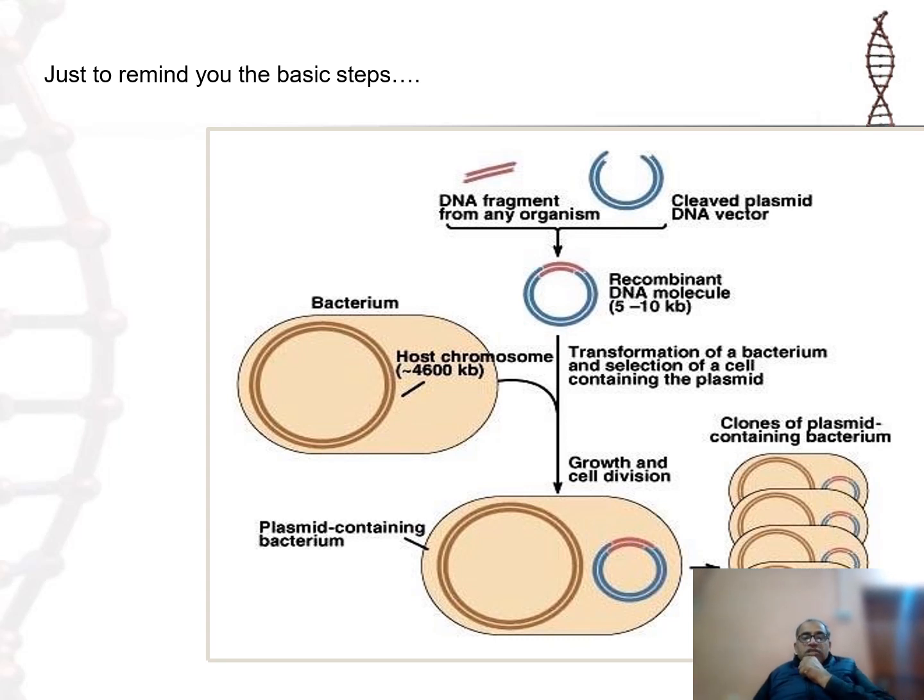So this is the summary slide with the basic steps. You have a particular insert, then you clone it into a vector, and then you transform that vector into a particular bacterial host, and then it will replicate inside the bacterial host to produce identical copies. That is called cloning.